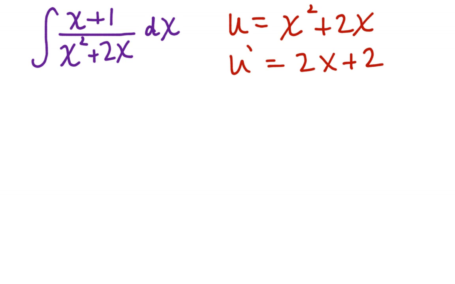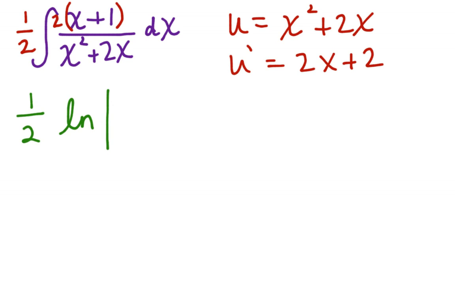Well, I am real close to that 2x plus 2. It would be nice if there was a 2 there, and I'm going to make that happen. But in order to do that, I've got to multiply the integral by 1/2. So now I have my u substitution, or you know what, you don't even have to do the u substitution. What you can do is just notice the pattern. 1/2 ln of the absolute value of u. What did we say was u? X squared plus 2x plus a constant. Done.